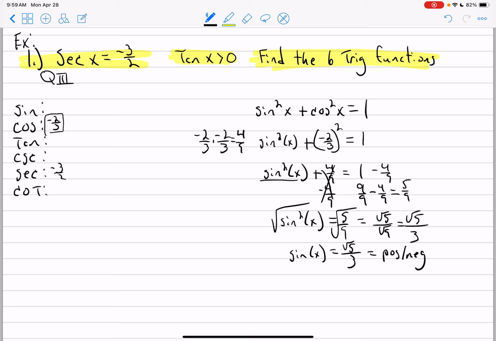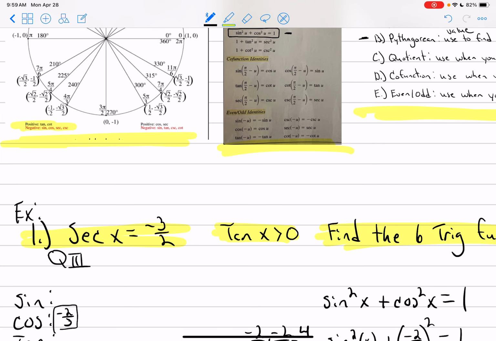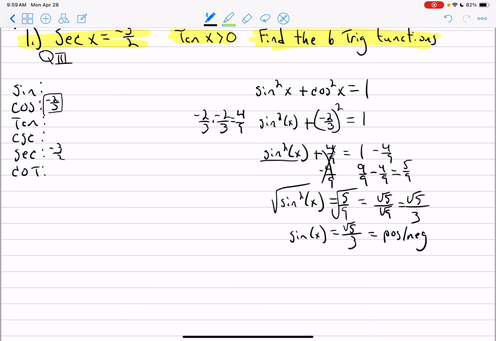So here is where I go back to the quadrant, right? Because this answer could be either positive or negative. But I got to go back to the quadrant. What quadrant were we working in? We said this thing is in quadrant 3. So notice that in quadrant 3, sine has to be negative. So coming all the way back here, I'm going to say the sine is negative root 5 over 3.